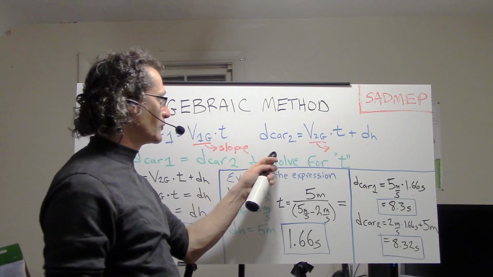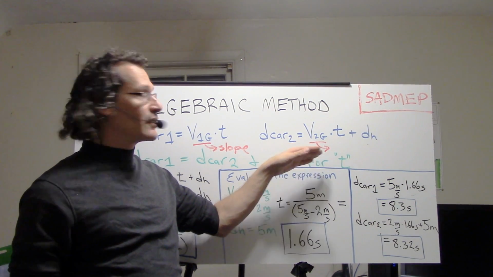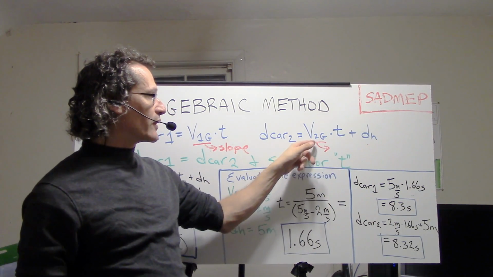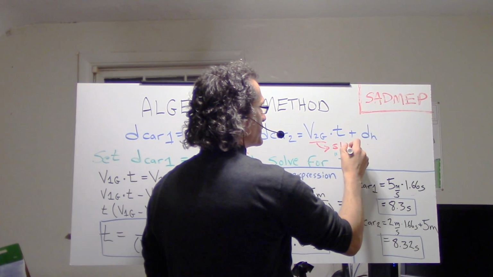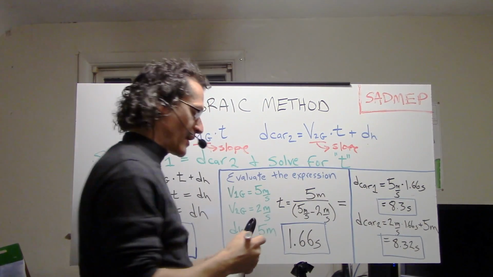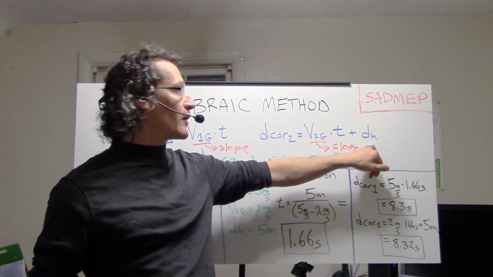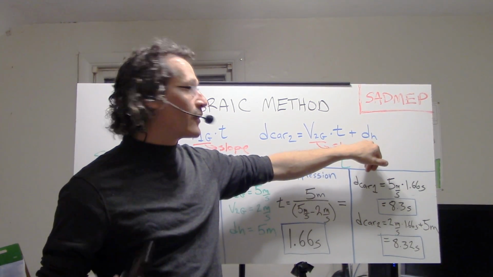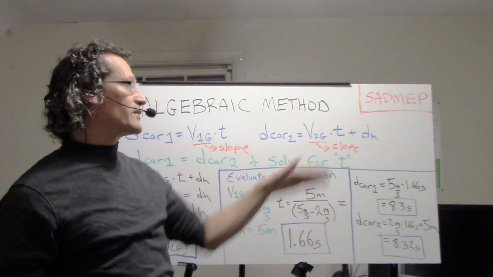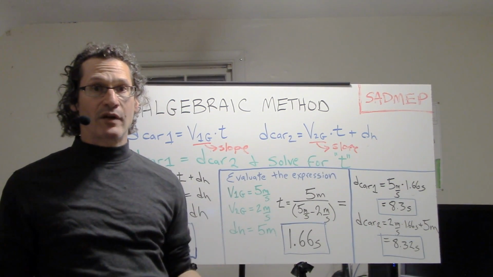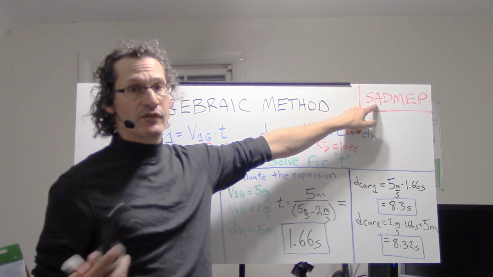The d car 2 is equal to v2g times t plus dh. So here's the slope, again, of the d versus t graph. The difference now is that it has a head start, and that head start, which we call dh, h representing head start, is the y-intercept. So this is the y-intercept on a graph, but here it is algebraically. And because we have algebraic expressions, we can solve for them quite easily using the techniques of SADMAP.